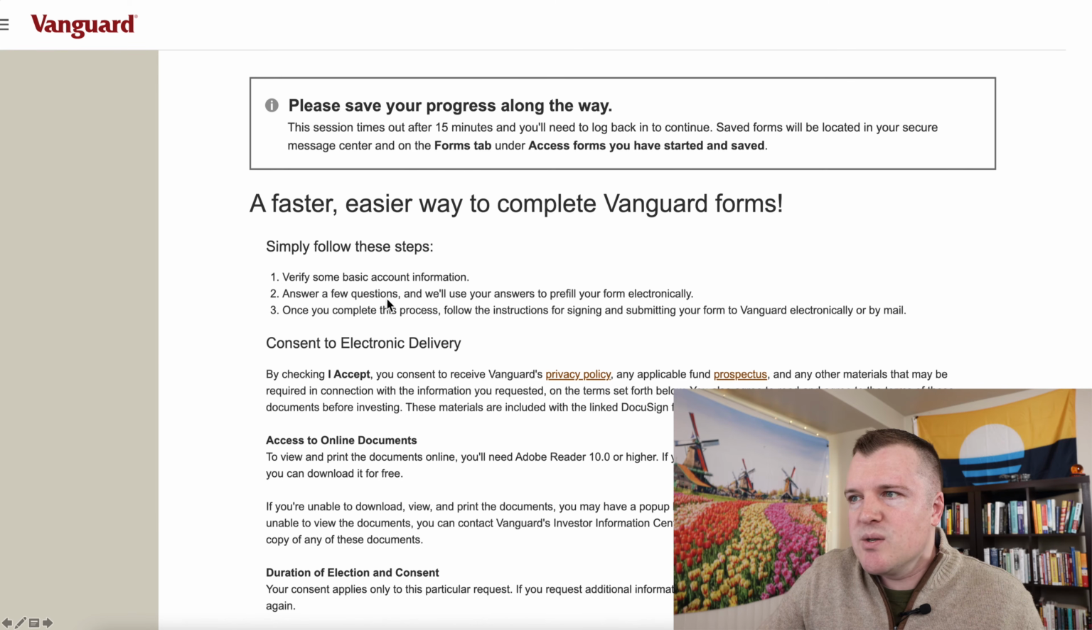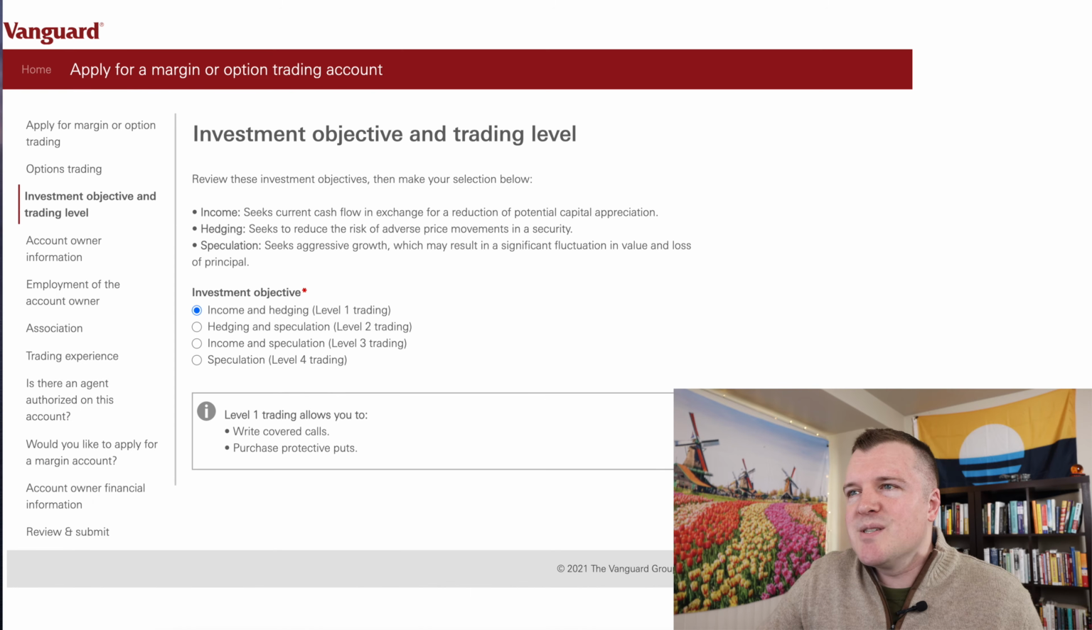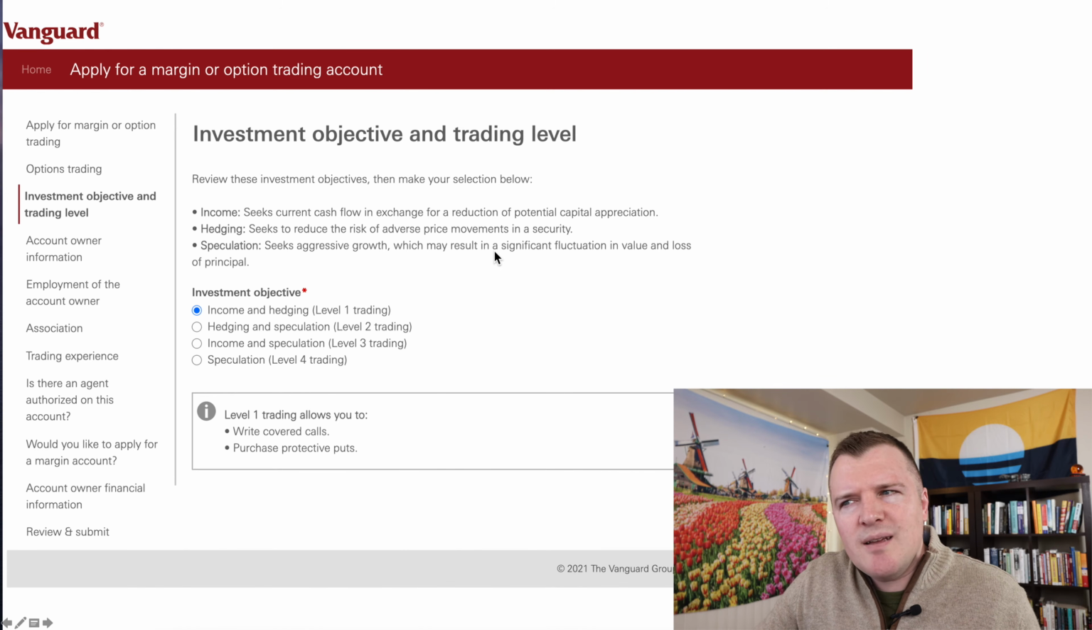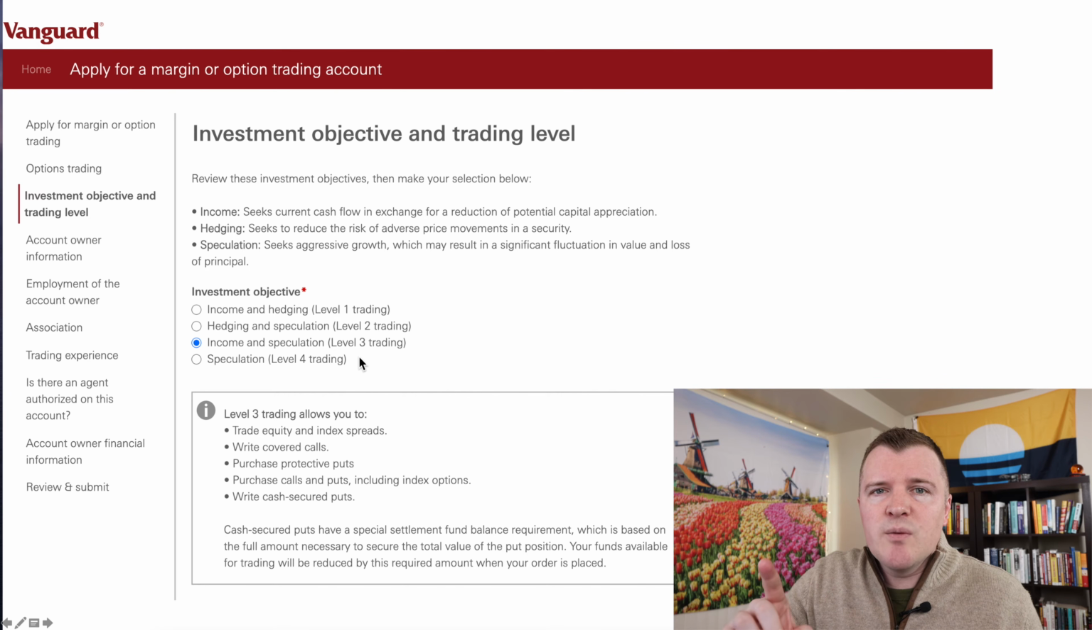Here, once again, is their step-by-step process. You're going to have to answer some questions and give some information. What you want to tell them is up to you. And they have 4 levels of options trading. Option 1 is income and hedging. This includes writing covered calls, but for some reason, selling cash secured puts, writing cash secured puts is income and speculation level 3. So that's what you want to get approved for.